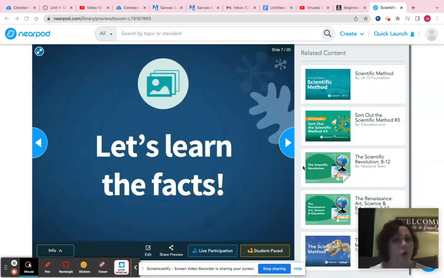So you'll need to get out your workbook. On your workbook, we are turning to page 1. On page 1, we'll be taking some notes. So let's just talk for a second about what the scientific method is.